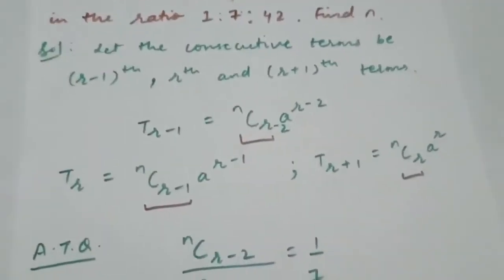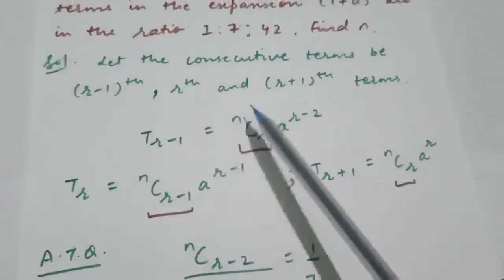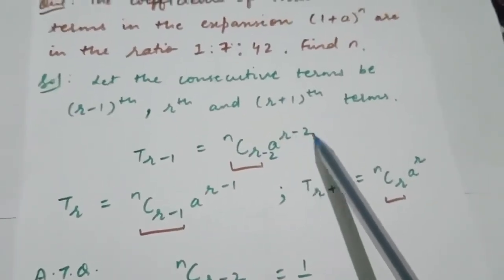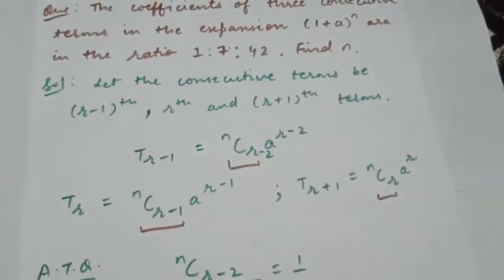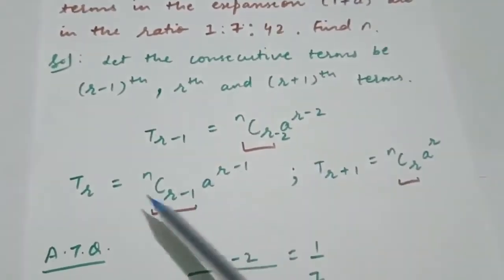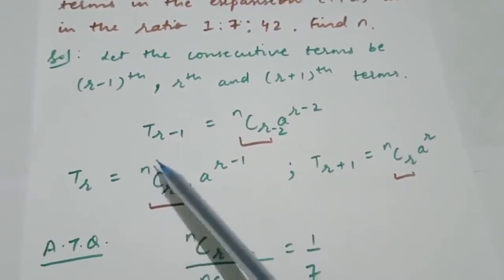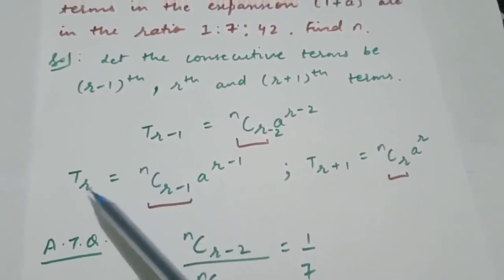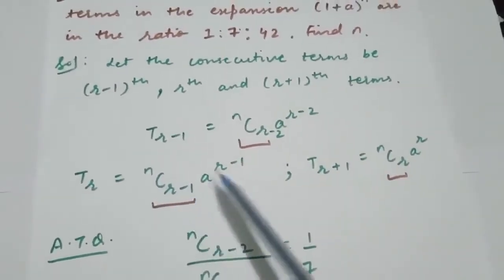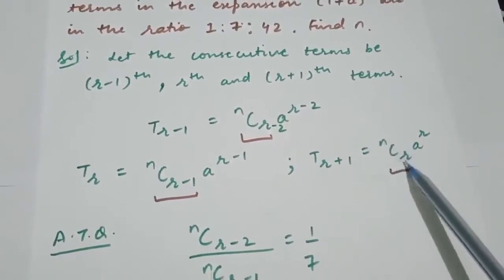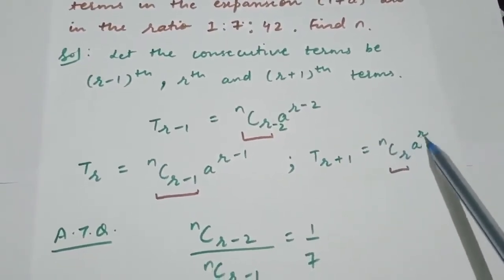So the (r minus 1)th term will be nC(r minus 2) a raised to the power r minus 2. We have not taken the powers of 1 because it is 1 only. The rth term will be nC(r minus 1), 1 less than this number, into a raised to the power r minus 1. Then the (r plus 1)th term will be nCr into a raised to the power r.